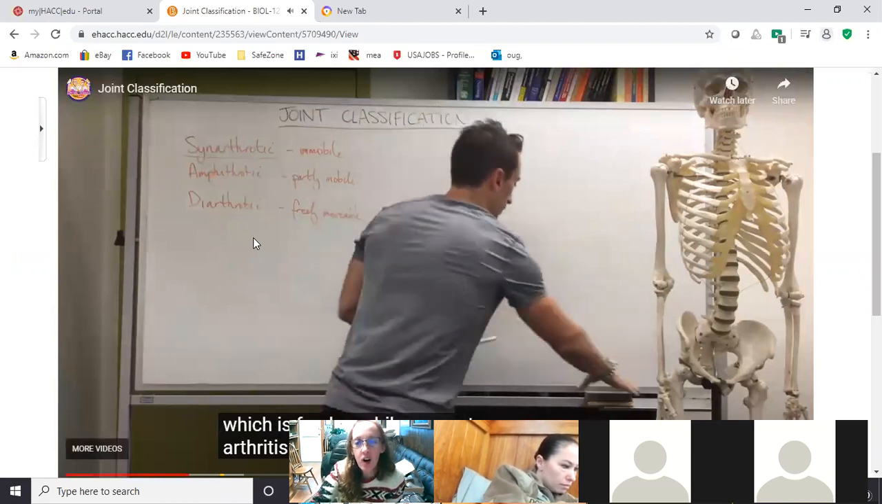So isn't it on that same sheet, where it asks you to define it and then give an example? Courtney? Yes, it says classified based on their function, define the following. Okay, well, it just says define the joints, and then it says example right under it. Okay, so he's going to go through the joints and we're going to classify whether or not they're one of these three.